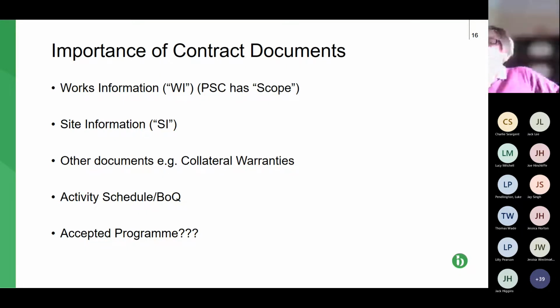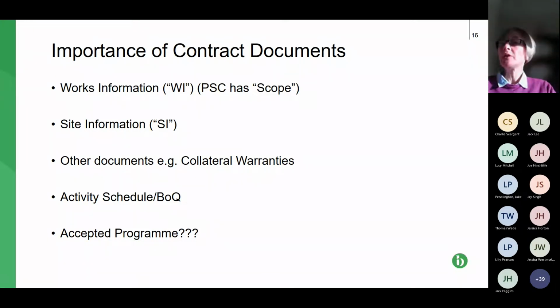And for the JCT, we have employers' requirements, contractors' proposals, etc., under the design and build. That's absolutely critical. And it's critical that it's clear which draft is appended to the contract, because that's the work that's going to be carried out. So as I've said already, it goes hand in hand with the price. This is the work that's going to be carried out for the price that's being given.